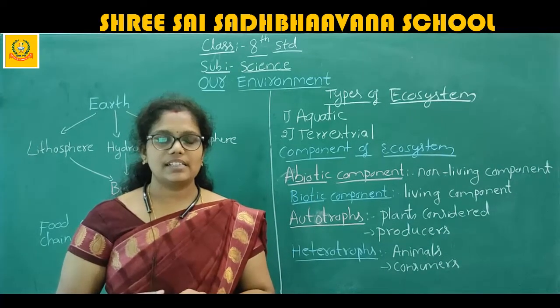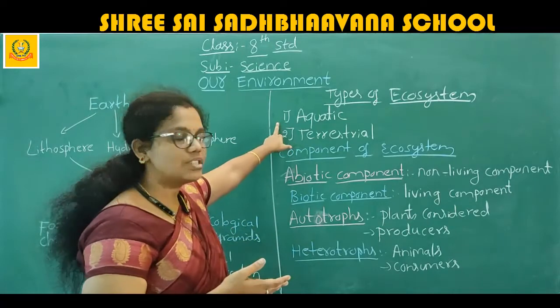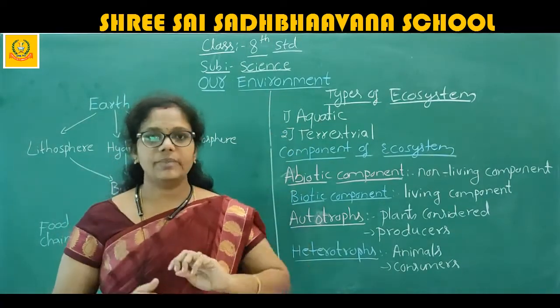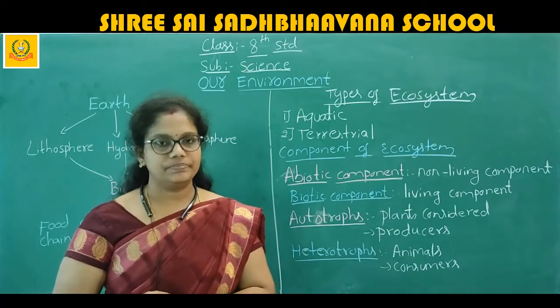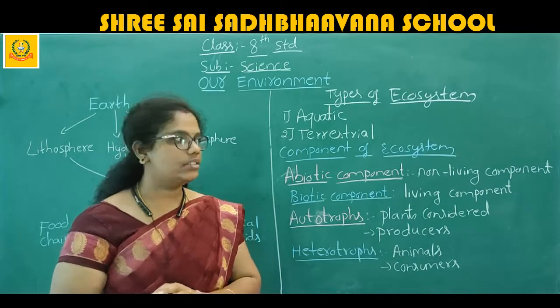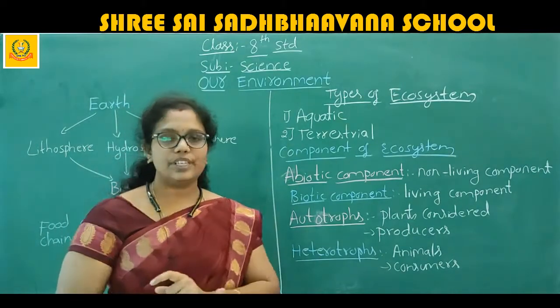Aquarium, that way it is called an aquatic ecosystem. That way we call it an aquarium. The aquarium is an example of a man-made ecosystem. Understood? The types of ecosystem and the definition of ecosystem.